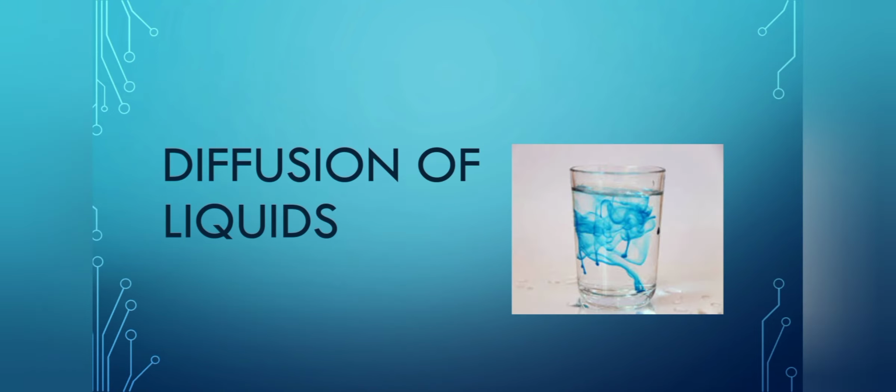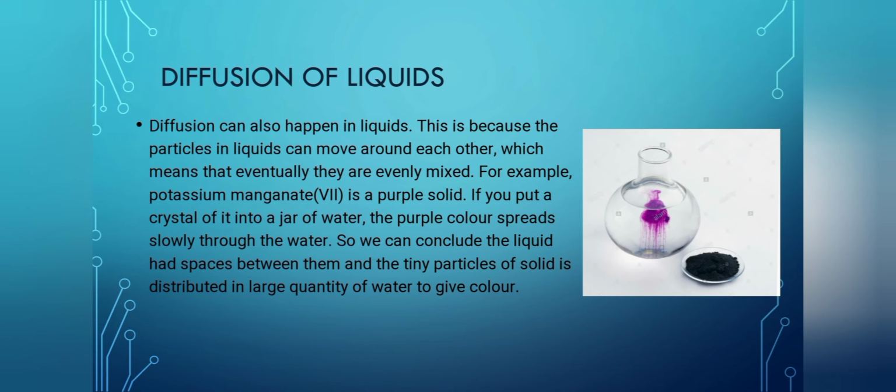Now let's observe diffusion of liquids. Diffusion can also happen in liquids. This is because the particles in liquids can move around each other, which means that eventually they are evenly mixed. For example, potassium permanganate is a purple solid. If you put a crystal of it into a jar of water, the purple color spreads slowly through the water. So we can conclude that the liquid has spaces in it and the tiny particles of solid have distributed in a large quantity of water to give color.